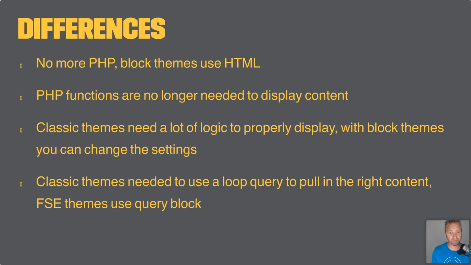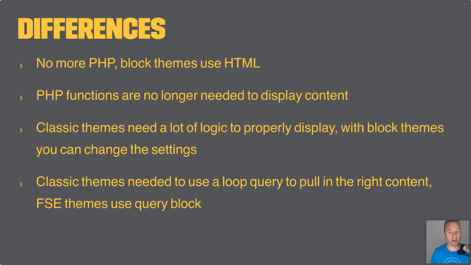Some differences. Like I said, there's no more PHP. Block themes use HTML. Functions are no longer needed to display content. So if you wanted to say, on this page I want to make sure that all of the comments, or all of the categories and the tags are added, then in that page template you would have to go in and say, I want the category to display here, and I want the tags to display here, or the post date or the author or any of the comments or the previous posts. Those were all PHP functions that WordPress used, and those are no longer needed to display content. I'll show you how all of this works in just a few minutes.